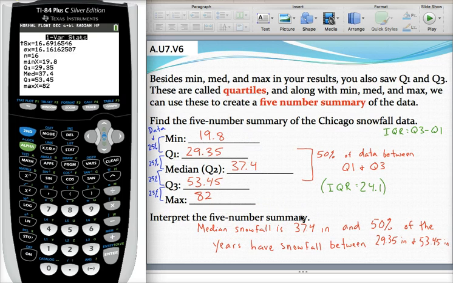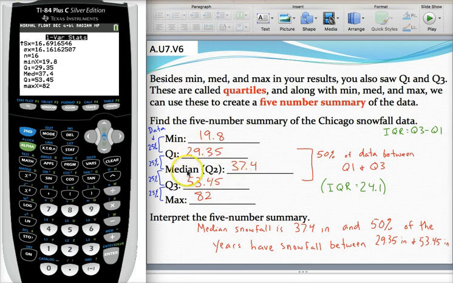So some of these things that I can use to then interpret what the 5-number summary means. I could make a lot of different conclusions about this, so answers could vary, but I could say things like, well, I know 50% of the snowfall is probably going to be between 29.53 inches and 53.54 inches because that was the interquartile range. I could also use the median to say about 50% of the time, according to my data, the snowfall will be above 34.7 inches or 37.4 inches, and about 50% of the time it would be less than.